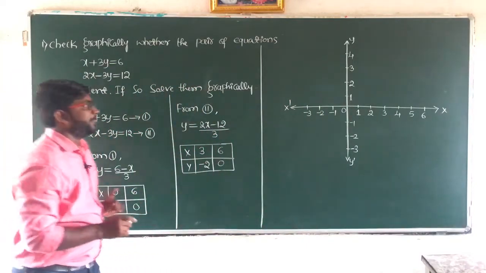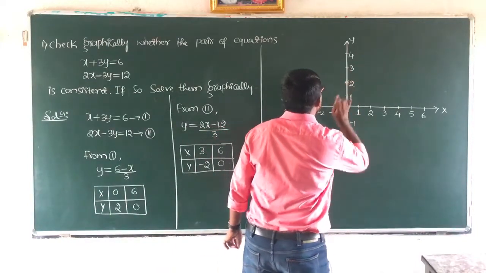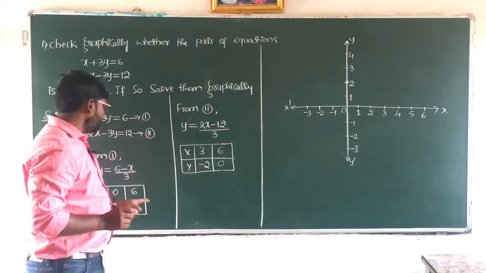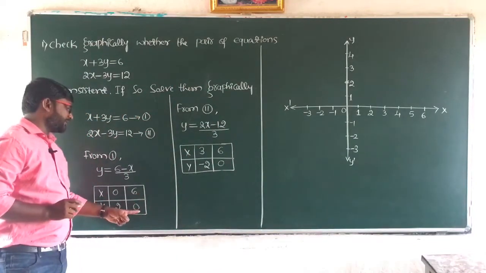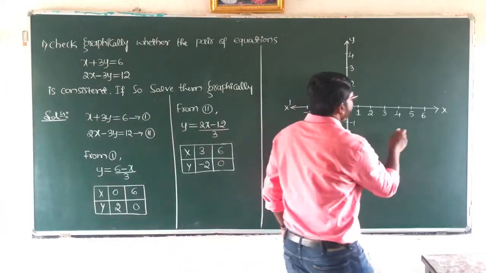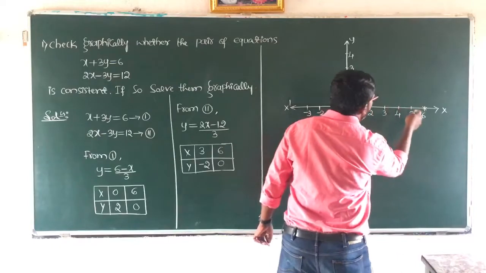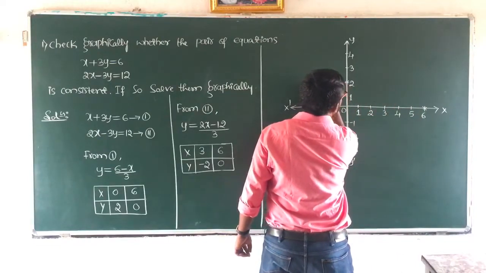x 0, y 2, it is this point. Then what is the next point now? x 6, y 0, that means the point is 6 comma 0. So x value 6, y value 0, it will be this point. So now let us join these two with a straight line.